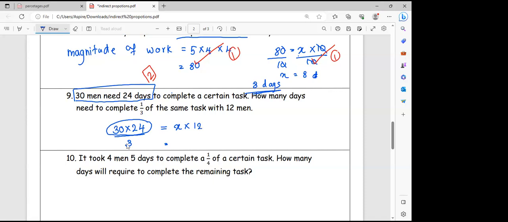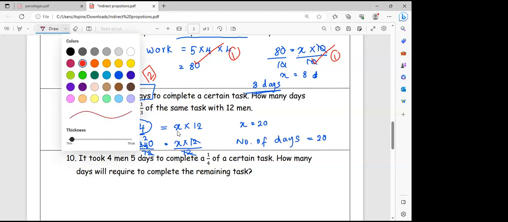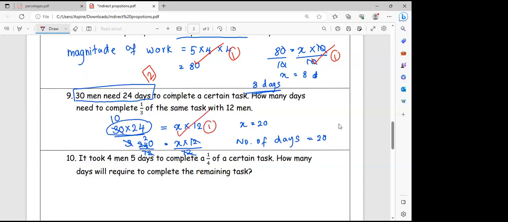So when you simplify this side, it is 10. 10 times 24, it is 240. X equals this. Then divide both sides by 12. 12 and 12 cancel. 240 divided by 12 is 20. Then x equals 20. That means the number of days equals 20. Okay, here is 1 mark for this.